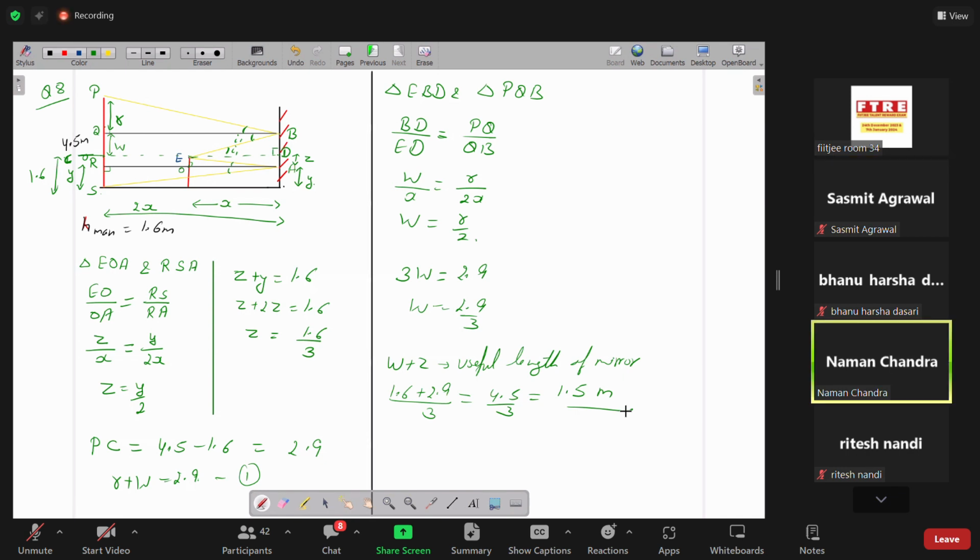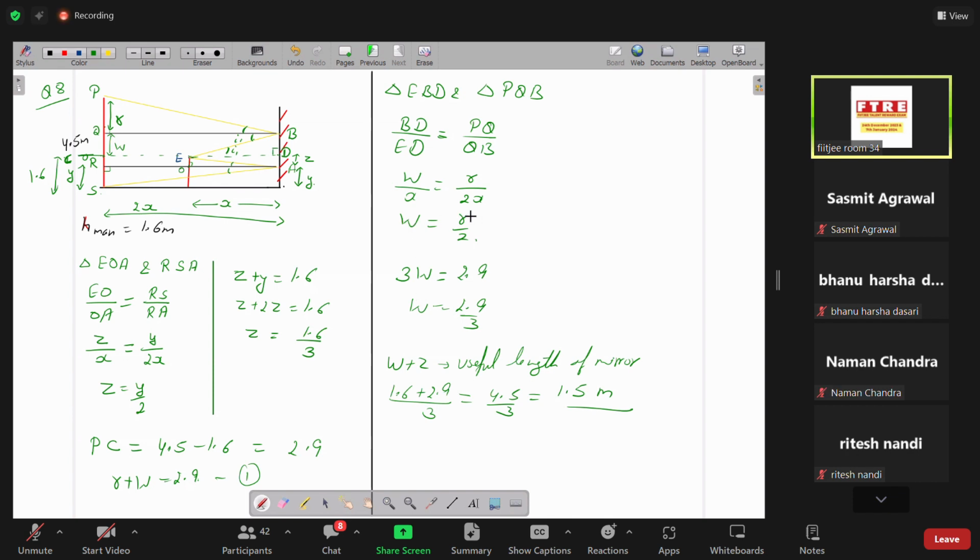Ma'am, how is R equal to 2.9? Since PC is equal to R plus W, and PC is equal to 2.9, how is R equal to 2.9? No, why? Where have I written R is equal to 2.9? Here we have substituted the value of R, na?